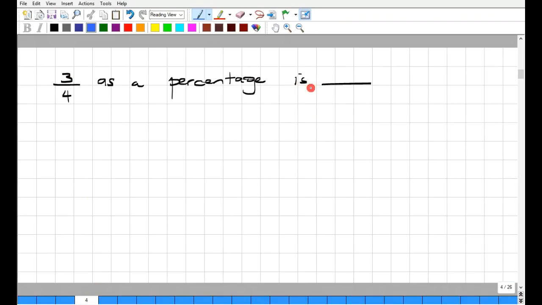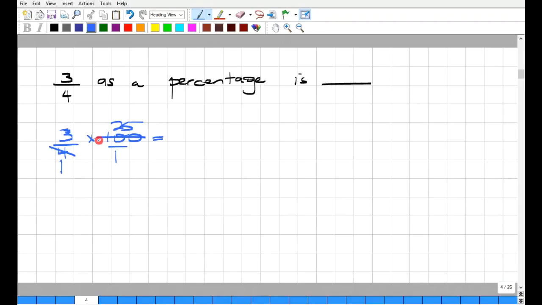3/4 as a percentage is. So 3/4, and once we hear percentage, we know that we're going to have to include 100. So we're going to multiply that fraction by 100 to see what it is as a percentage. Now, what's the highest common factor of 4 and 100? That would be 4. 4 can go into itself one time, and 4 could go into 100 25 times.